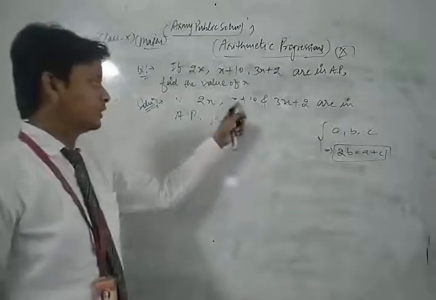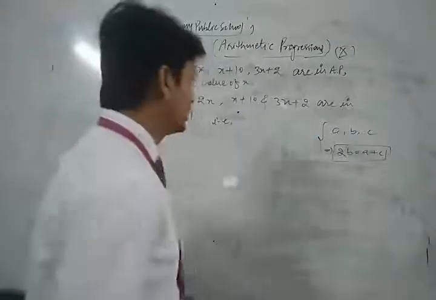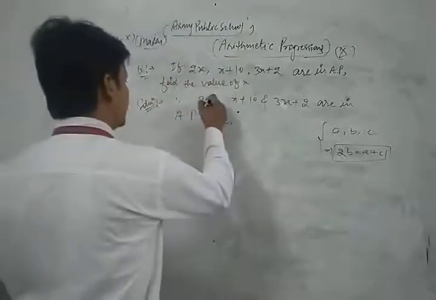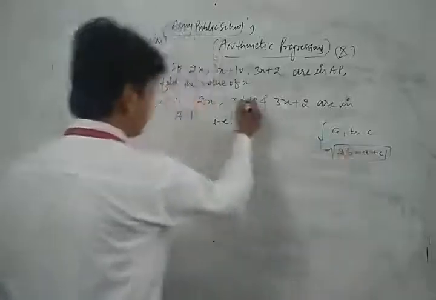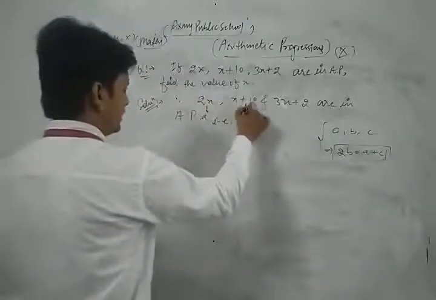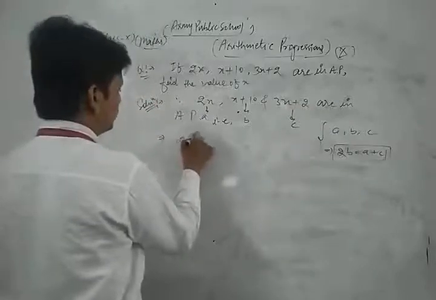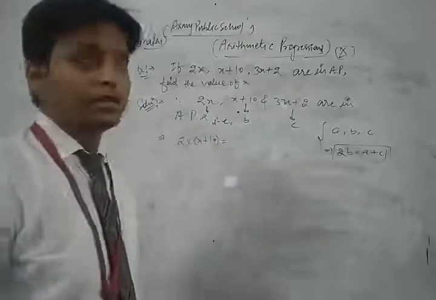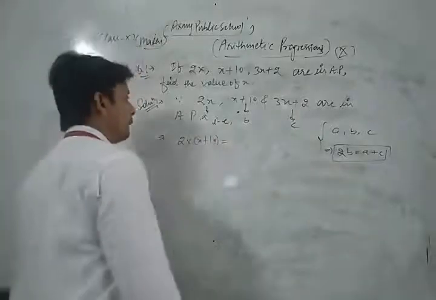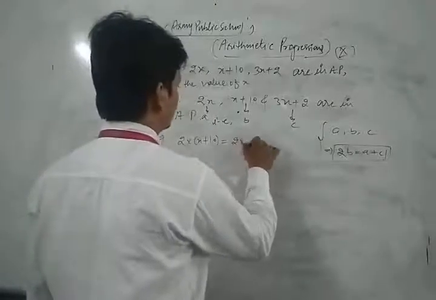Now here 2x, x plus 10 and 3x plus 2 are in AP. So these are what? Friends, these are the a, b and c, that is 2b is equal to a plus c. This is a, this is b, this is c. So 2b is equal to a plus c. That is what? 2 into x plus 10 is equal to 2b is equal to a plus c. A means 2x, plus c means what?